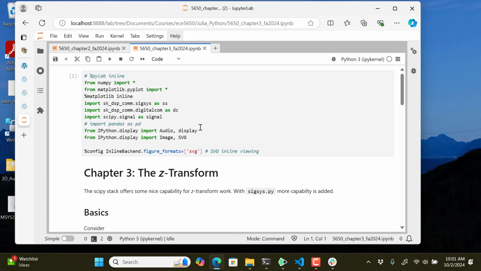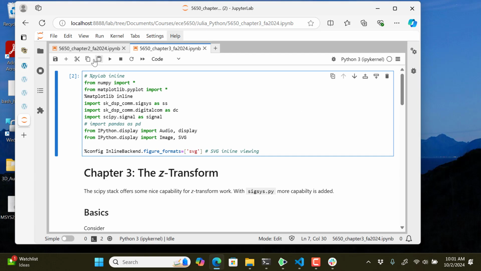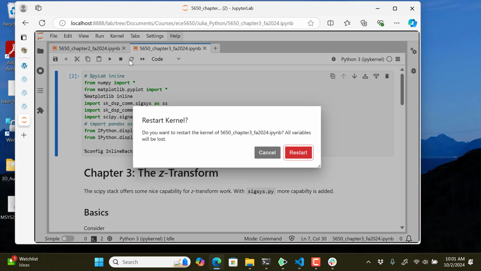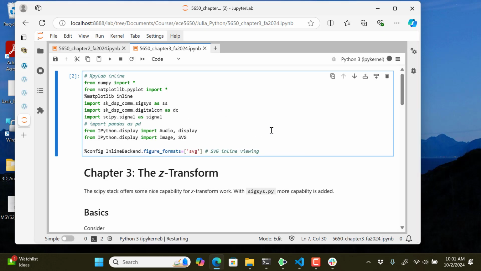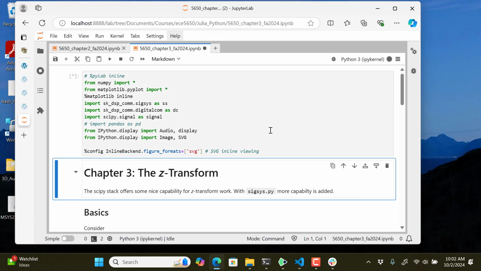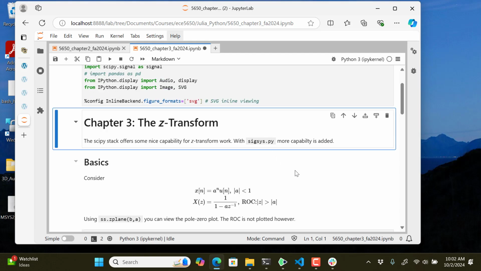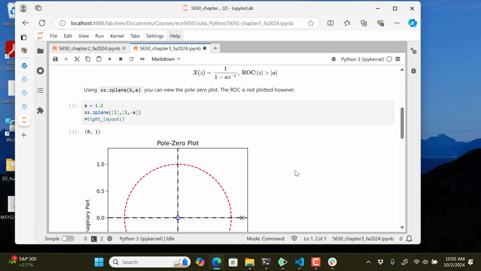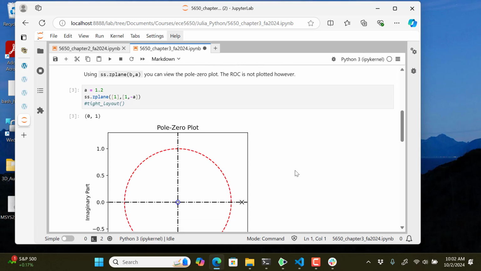I'll just start this over again. These are some tools that we have available, but I'm going to restart this notebook just to make sure we're clean. Okay, so we already played with this. There's not really a whole lot to use Python for in this chapter, but I do have some useful things we'll get to. You can check pretty much all of the inverse Z-transform problems in Python.